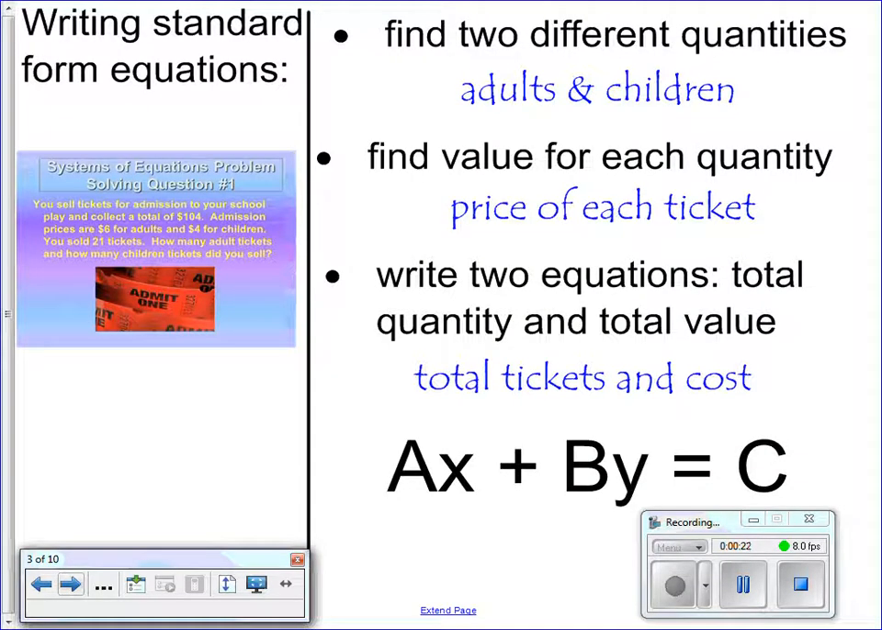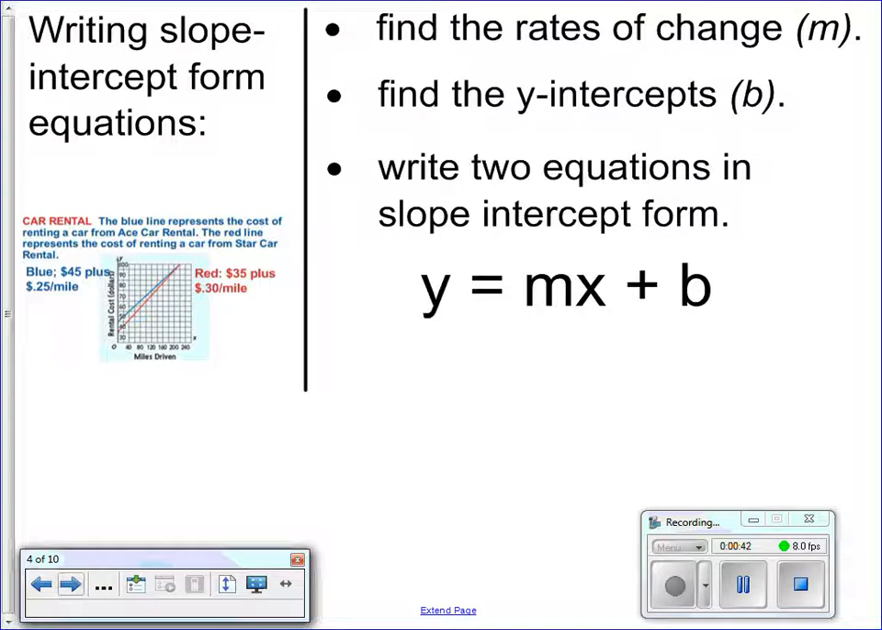In standard form, you're looking for two different kinds of quantities, like adults and children, and then finding the value for each quantity, like the price of the ticket, and then writing two equations. One has the total quantity and one has the total value, and you put it in standard form, ax plus by equals c. When you're using slope-intercept, you find the rate of change, the m, for the two equations, find the y-intercept, and write both equations in slope-intercept form, y equals mx plus b.